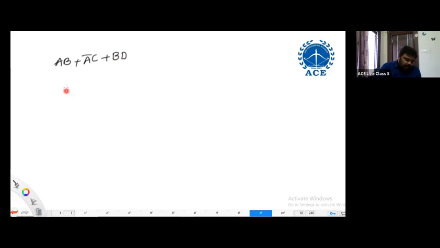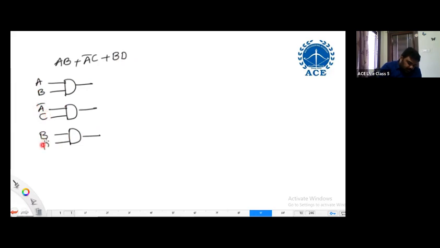To implement this in two levels, we have an AND gate, another AND gate, and one more AND gate with inputs AB, A bar C, BD. Two level means I need to use only one gate here. So you may be assuming that complexity means number of gates. How many gates do we have? 1, 2, 3, 4. It is implemented using 3 plus 1, 4 gates.